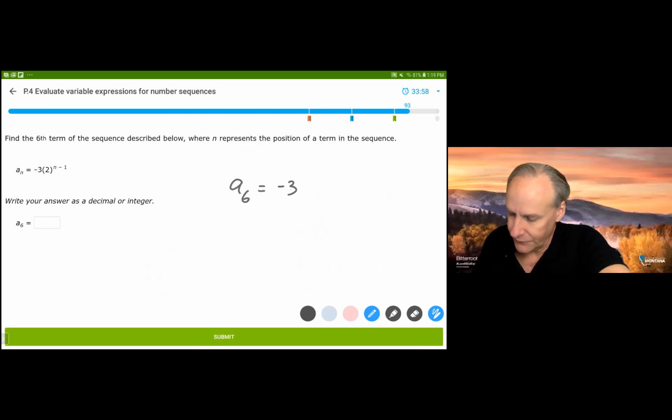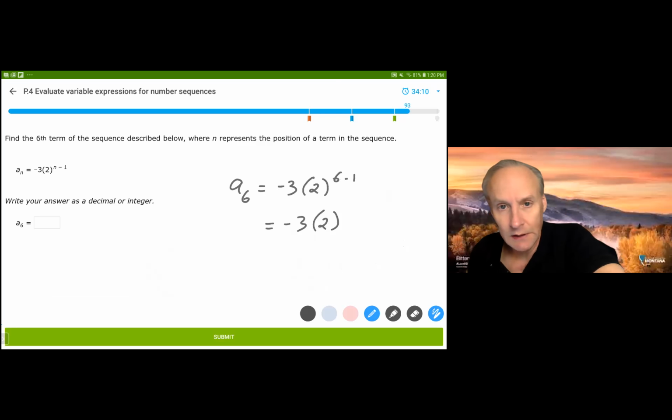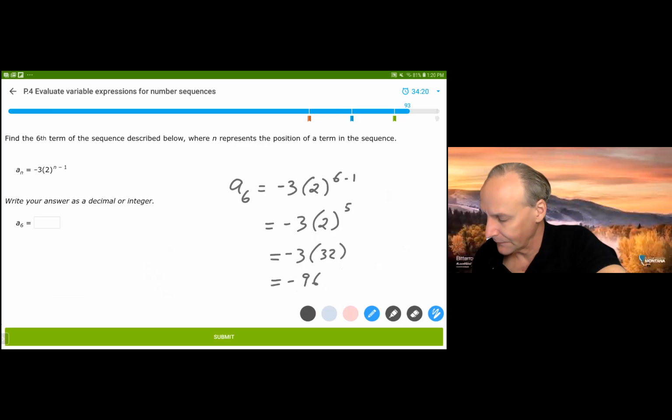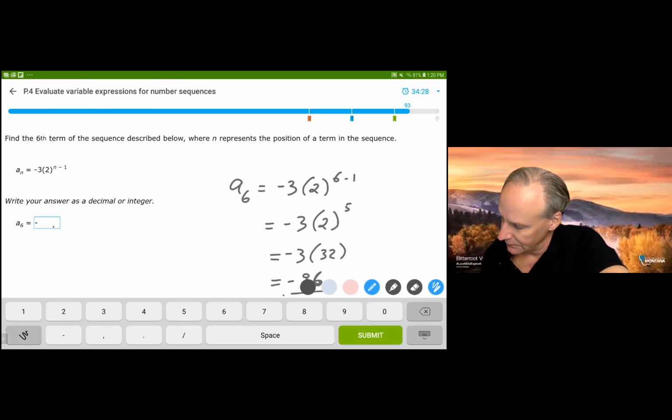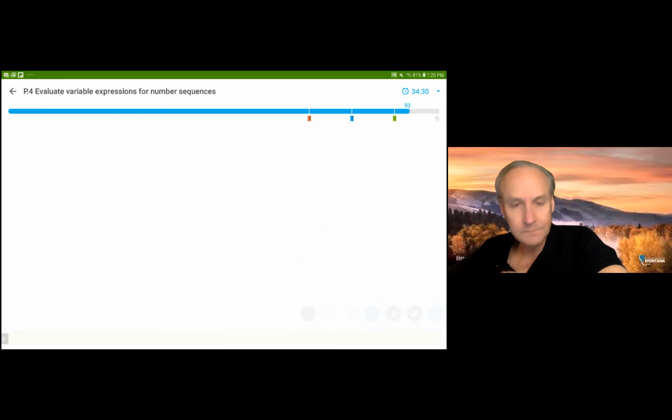We're talking about negative 3 times 2 to the 6 minus 1. I want you guys to memorize some of your powers of 2. They're very useful. 2 to the fifth power is 32. So it's one of those that's really nice to memorize. That's going to be negative 3 times 32, which is negative 96. And sorry, that's an ugly looking 6. There we go. A little better. And it is negative 96. Looks good.